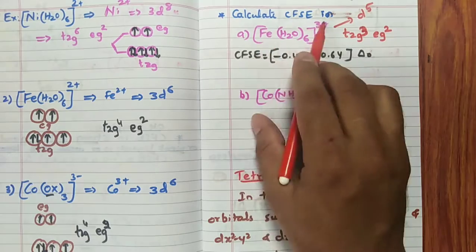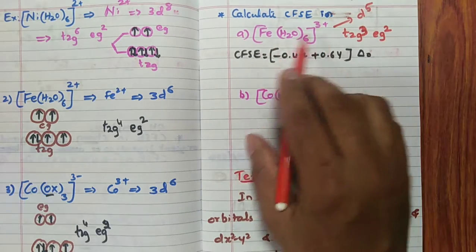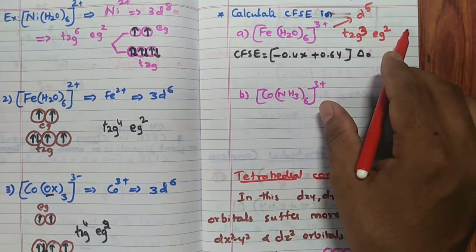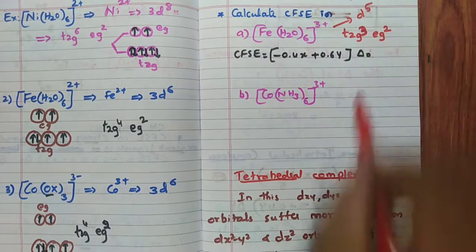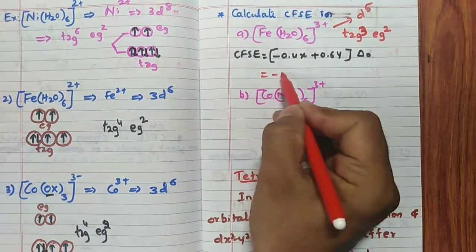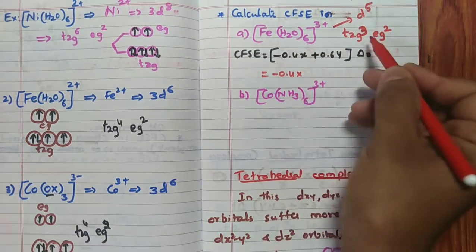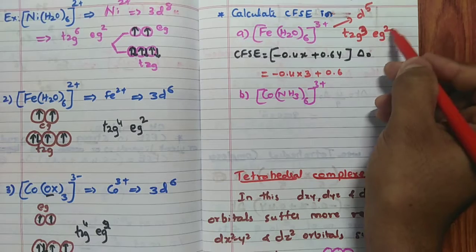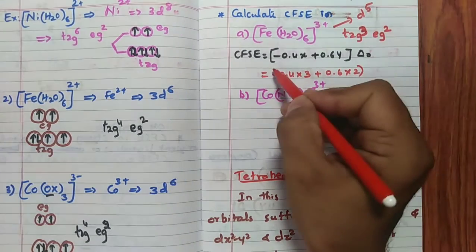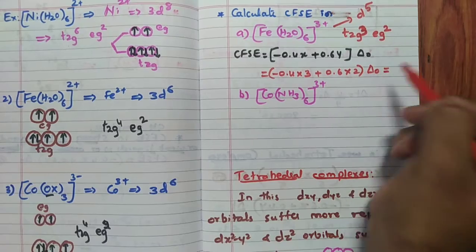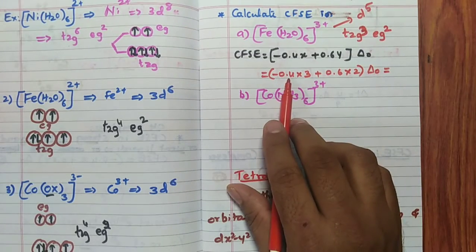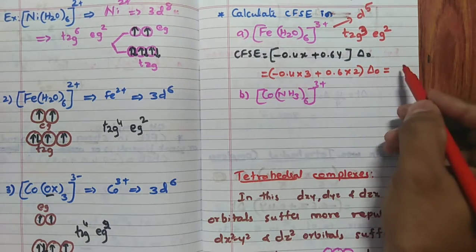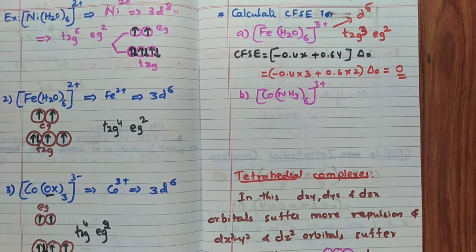So Fe3 plus system, because H2O is a neutral ligand, correct? When you calculate the oxidation state, you will get Fe3 plus. Fe3 plus we will fill d5 system 1, 2, 3, 4, 5. Right? Weak field ligand. So you have written T2g3, Eg2. Now CFSE is equal to minus 0.4 into x, which is 3 electrons, plus 0.6 into Eg2, that is 2 electrons, into delta naught. 0.4 times 3 is 1.2, so minus 1.2 plus 0.6 into 2, 1.2. Total it will be equal to 0. Answer for this is 0. Right?